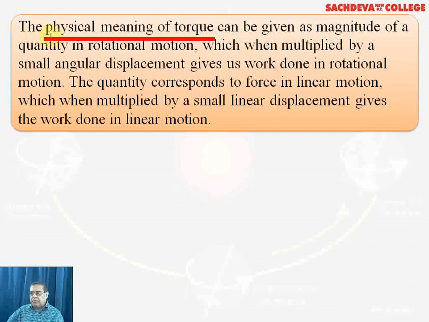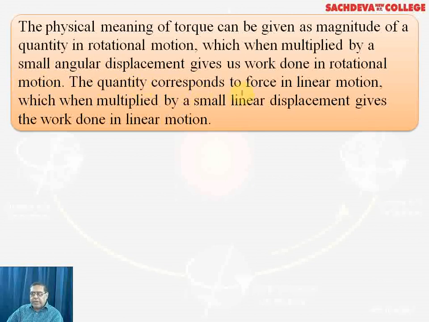Now the physical meaning of torque we have to go through. When we use the term physical meaning of torque, we are referring to the relation between the rotation and the radius of rotation and the perpendicular distance. So when we multiply small angular displacement, it gives the work done in rotational motion. The small work done is generally represented by dW, and when we integrate dW, it will become W, and that is the total work done for rotation.